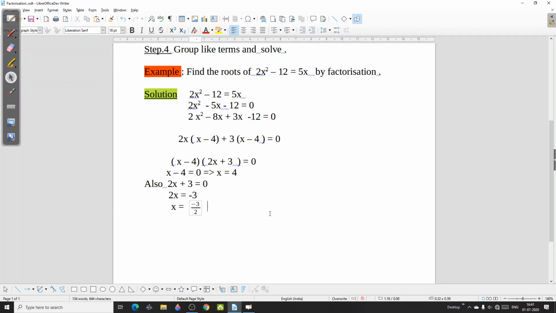So this is the solution of x. So what are the values of x? x equal to 4, and these are the zeros or the roots. x equal to 4 and x equal to minus 3 by 2. So this is known as the method of splitting the middle term or the method of factorization.